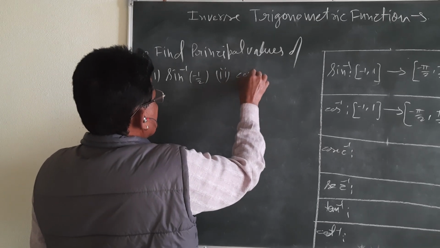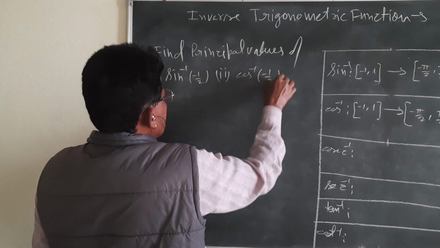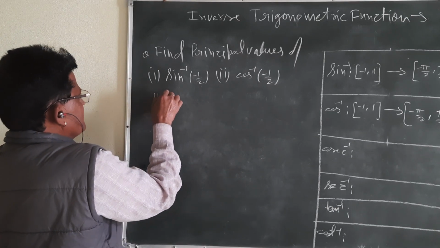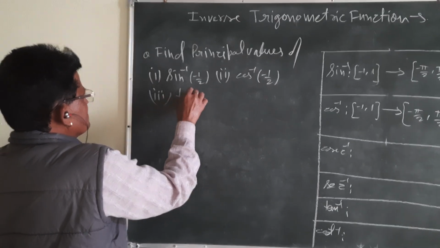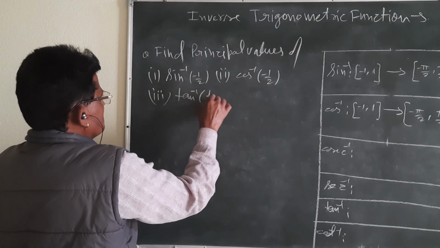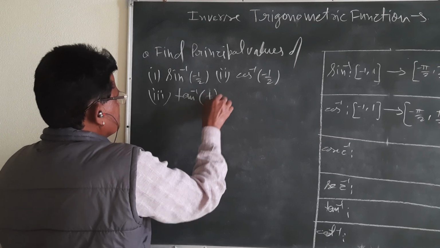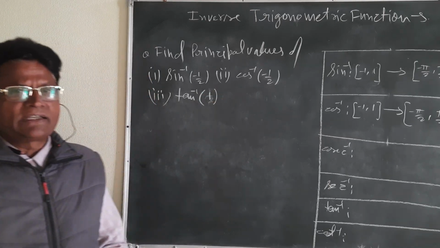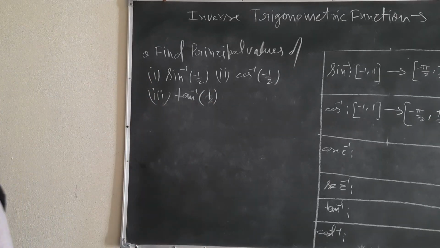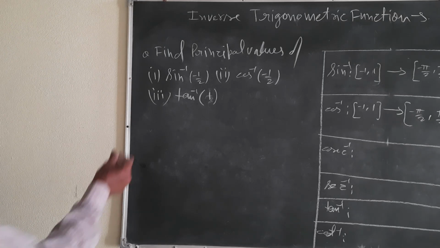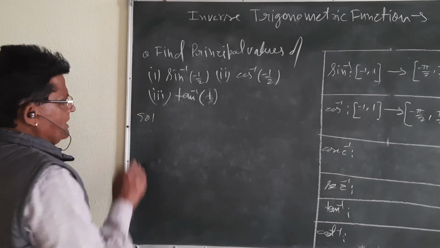Second, that is cos inverse. I am taking the very important thing. Third, tan inverse 1. After that, I will take the collective question related with this. That is why see carefully. That is student. First of all, solution. Very simple.